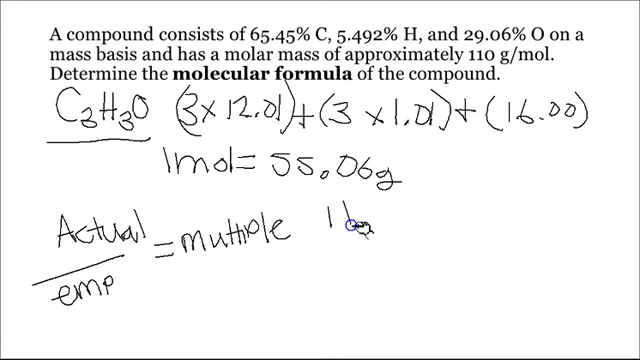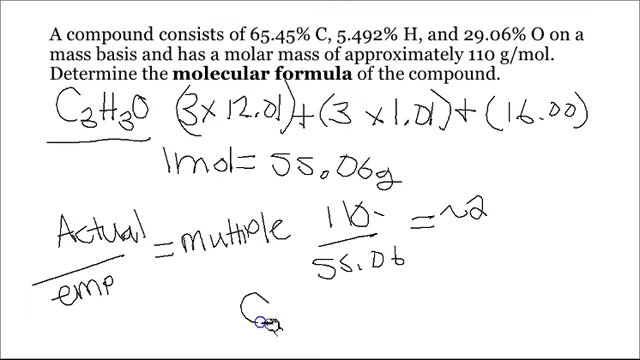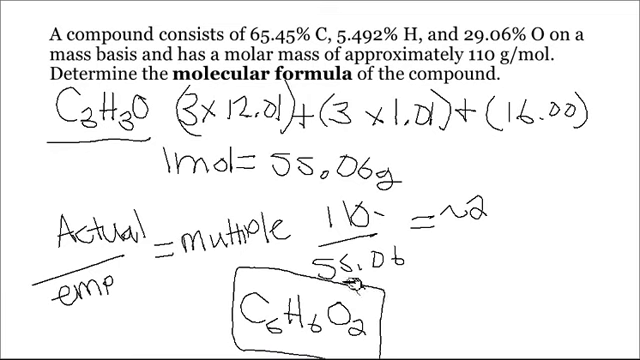So 110 divided by 55.06 is going to be a ratio of 2 approximately. So I'm going to multiply all these by 2. So I will have C6H6O2. And that's my molecular formula. Okay, not so bad.